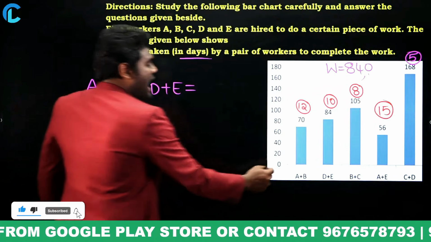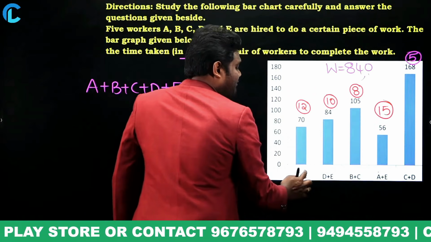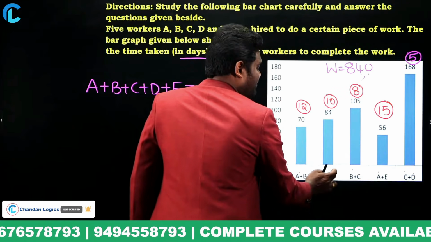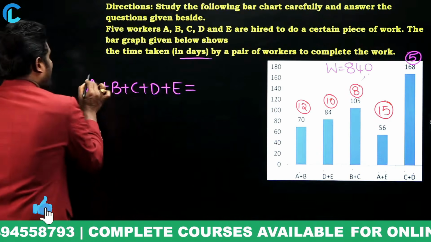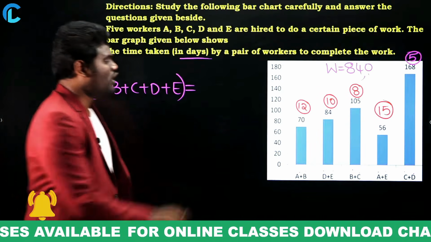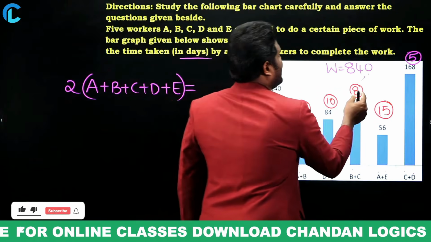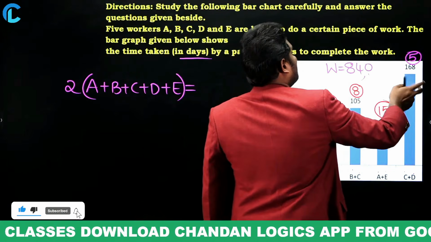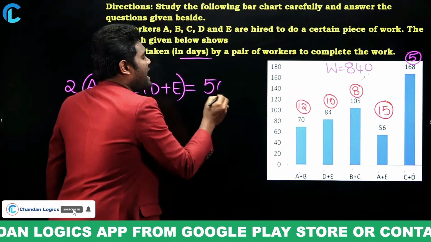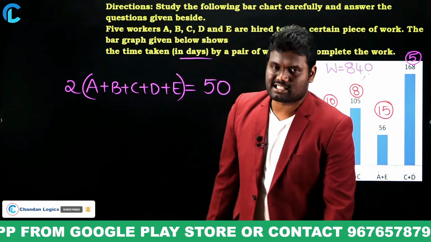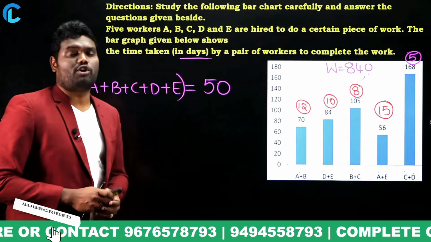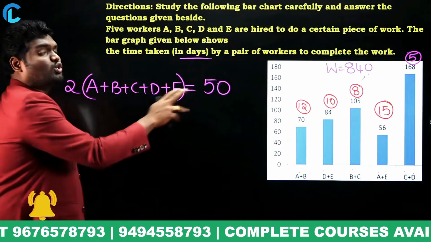Look at this. Here if you observe, I have 2 A's, 2 B's, 2 C's, 2 D's, 2 E's, which means when I add this, I will get 2 times of A, B, C, D, E. Yes or no? Total how much? 12 plus 8, 20. 15 plus 5, 20. 20 plus 20, 40. 40 plus 10, 50. Which means 2 A's, 2 B's, 2 C's, 2 D's, 2 E's are doing combined together 50 units of work in one day.